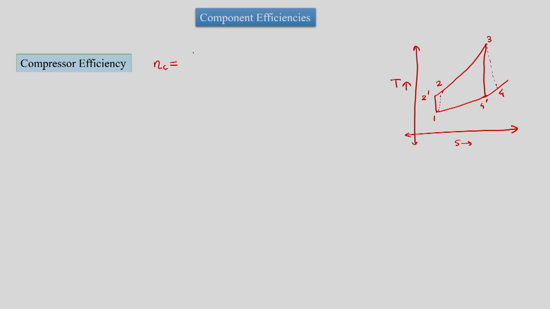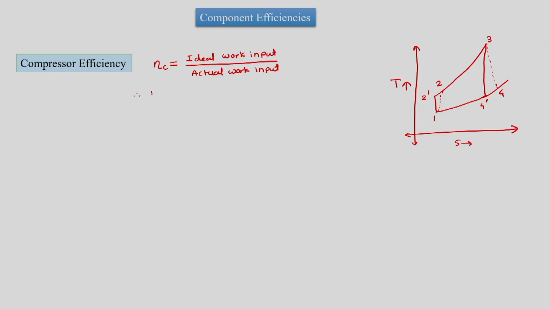of the compressor, and it is the ideal work input to the actual work input. In case of compression, we are supplying work to the system. So if the efficiency is not ideal, which is 100%, then we mean that actually we need to supply more work than the ideal work.